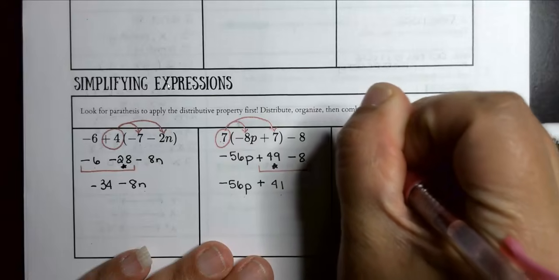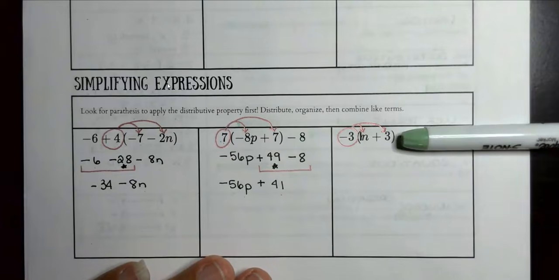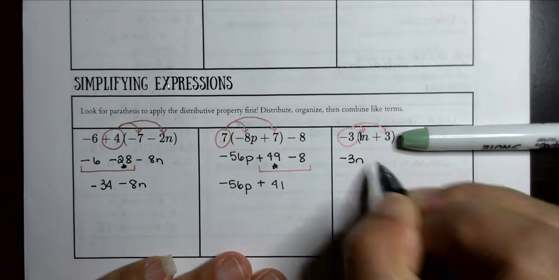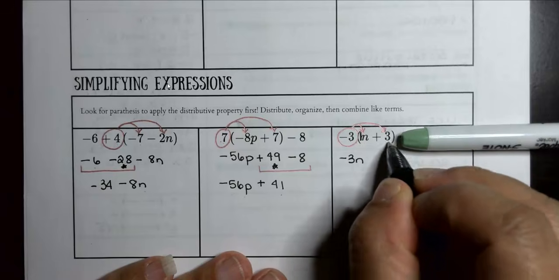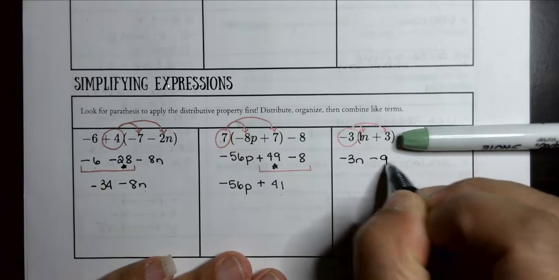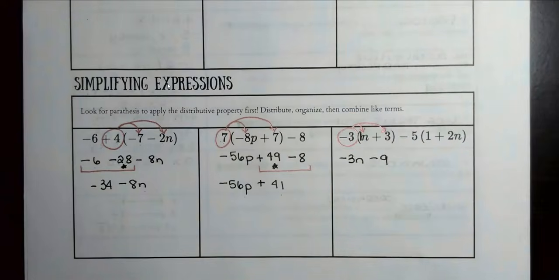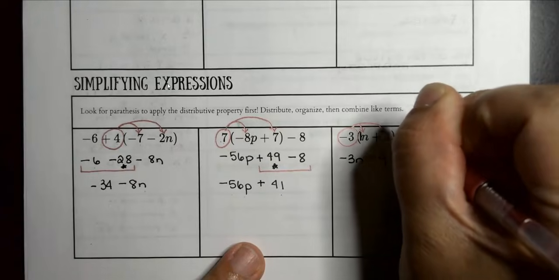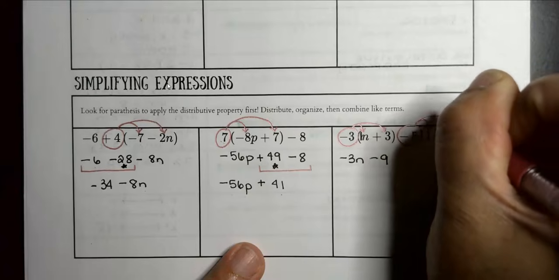I'm going to draw my arrows to remind myself that I have to multiply that number twice. And anything times 1 is the same thing, so negative 3n. 3 times 3 is 9. Signs are different, so negative 9. And then when I'm done with that, I'm going to do the exact same thing to the second set. I'm not going to take just the 5. I'm going to take the 5, the negative 5, and then draw the arrows.